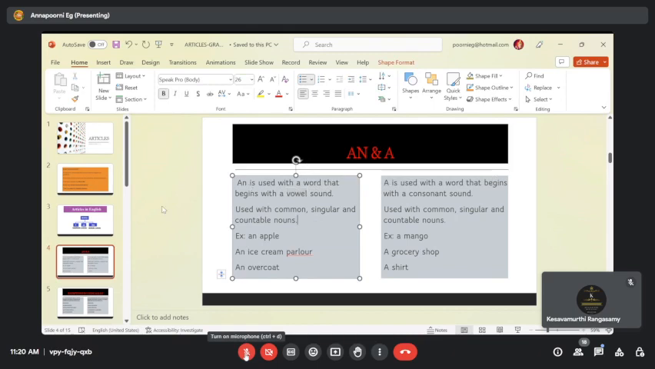Next, an and a are used with common, singular and countable nouns. What are the meanings of these words? They actually have a meaning also. If I say an apple, it means one apple. If I say a mango, it means one mango. I have an apple in my hand means I have one apple in my hand.